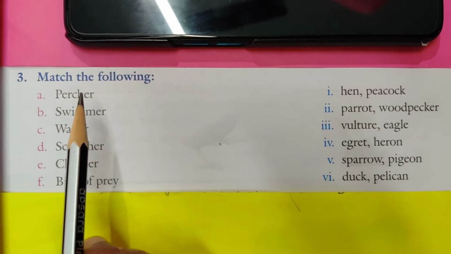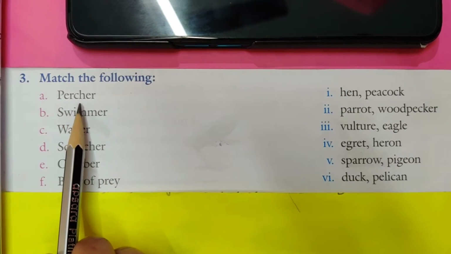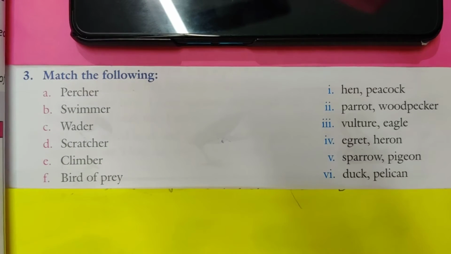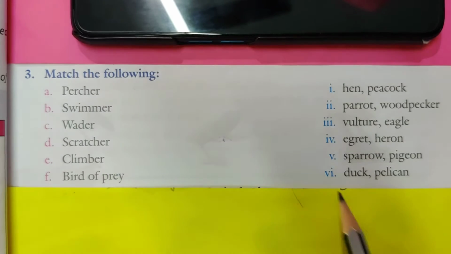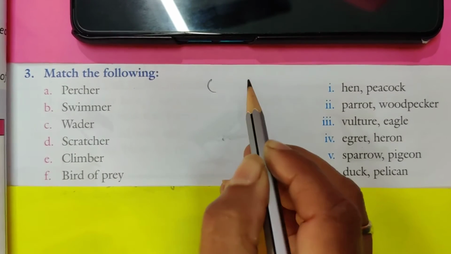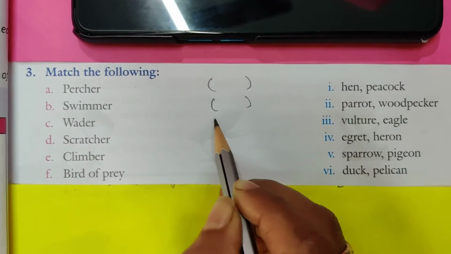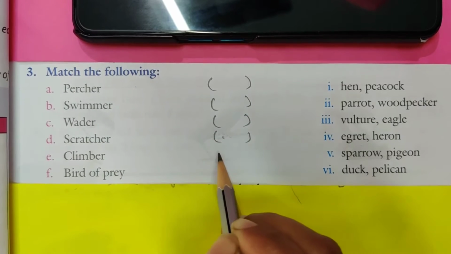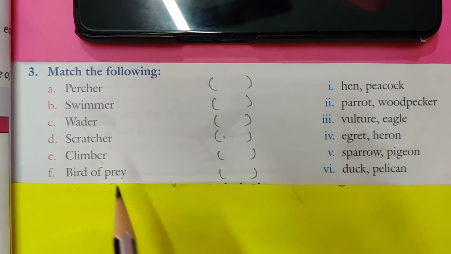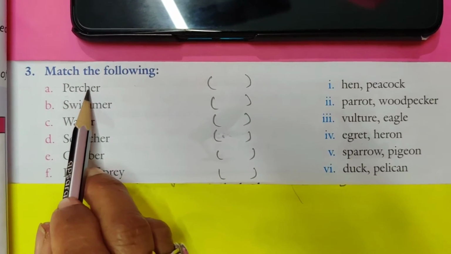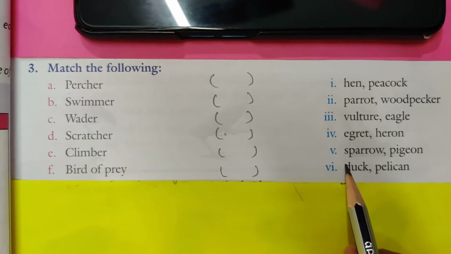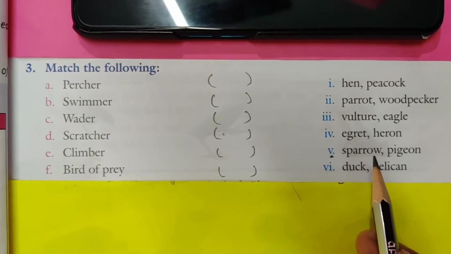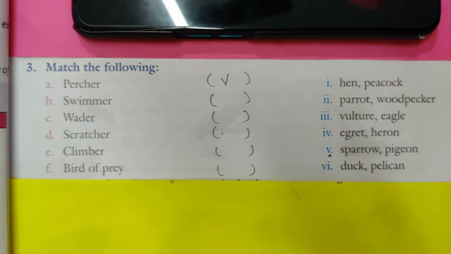Who is the percher here? Which bird is the percher? Yes, sparrow and pigeon are the percher. Can you draw lines? No, you are not small children to draw the lines now. Compulsorily we have to write it in the brackets itself only. Sparrow and pigeon are in which line? The 5th one. So write the number 5 there.